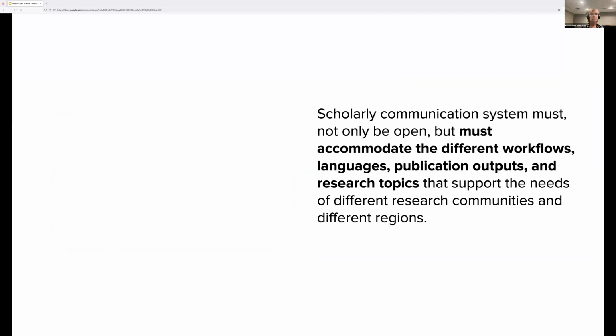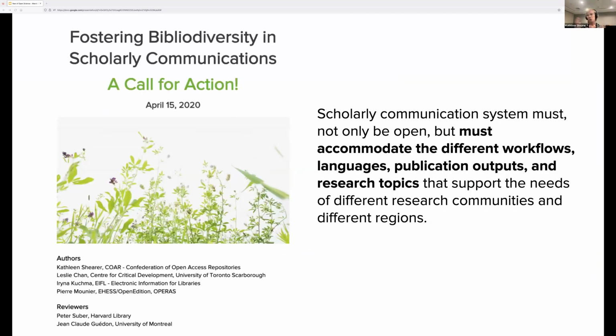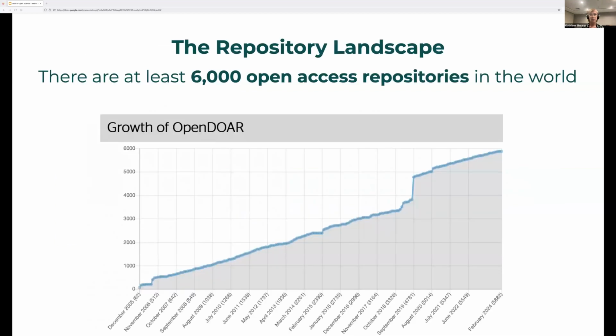Next slide, please. This is what we call bibliodiversity. We're trying to create a scholarly communications ecosystem that can accommodate a lot of different languages, different types of publication outputs, different research priorities in different countries, different domains, and so on. What we're going to present to you today is a global or international model that will help to support this bibliodiversity that we think is so important. Next slide, please, Martin.